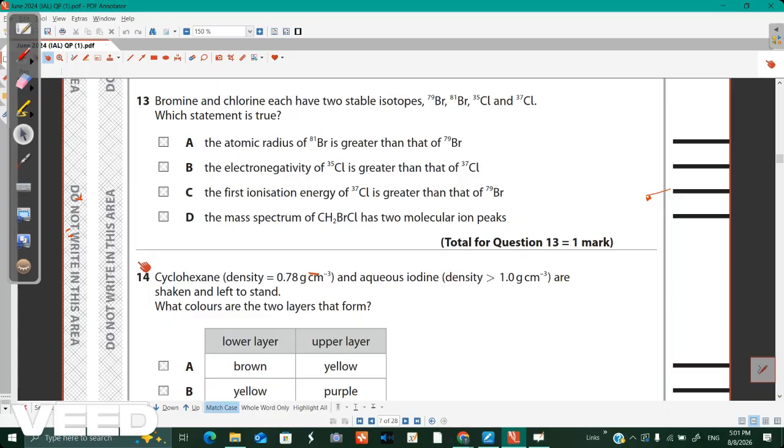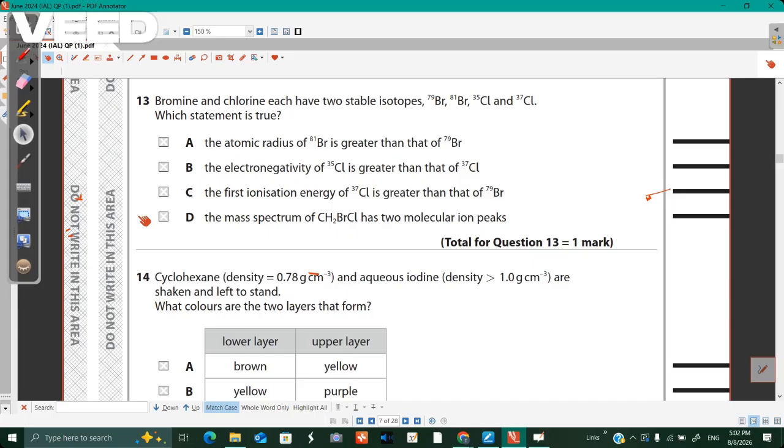Bromine and chlorine each have two stable isotopes. Which statement is true? The atomic radius of Br is greater than Br 79. No, atomic radius has nothing to do with the isotope. In isotopes, the same number of electrons are there, so therefore radii are almost the same. There can be some differences, but not much. Electronegativities are also the same. Electronegativity means attraction towards the nucleus by the outer shell electrons. The number of protons is the same, so you can't directly say anything about it.